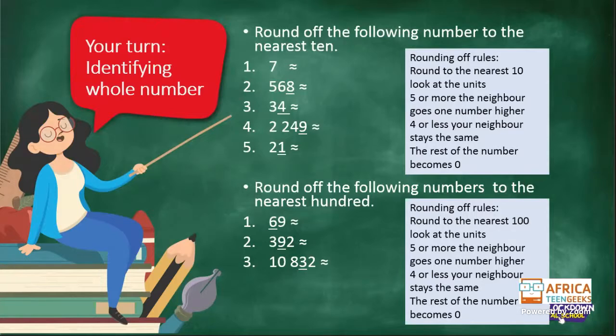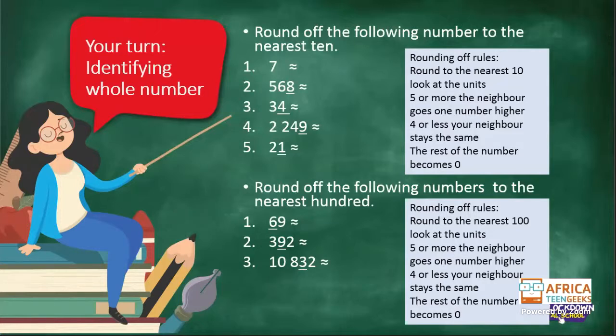And number 4, we have 2,249. Okay, blessing, 2,250. Nice. 2,250. That's the correct answer. And then number 5, the last one in our rounding off to the nearest 10, is 21. Everyone agrees it is 20 because the number 1 is less than 4.